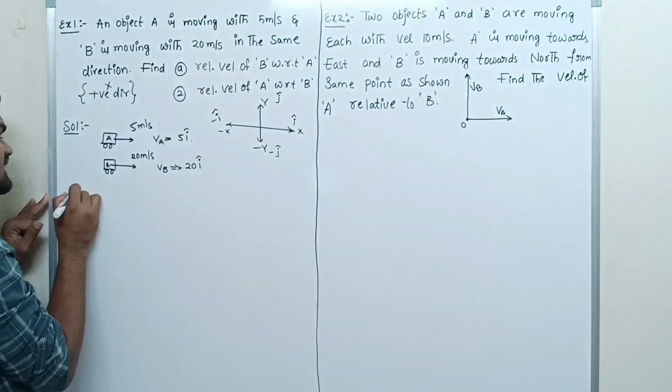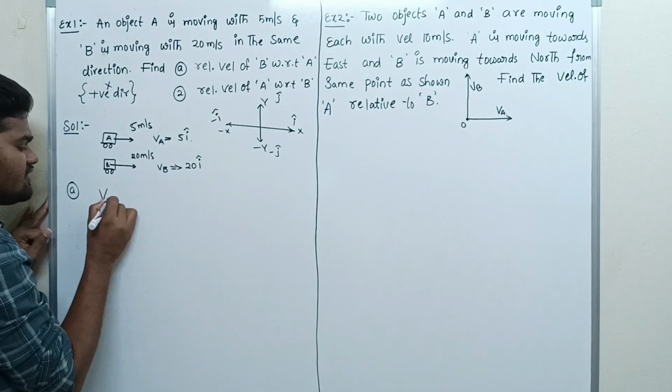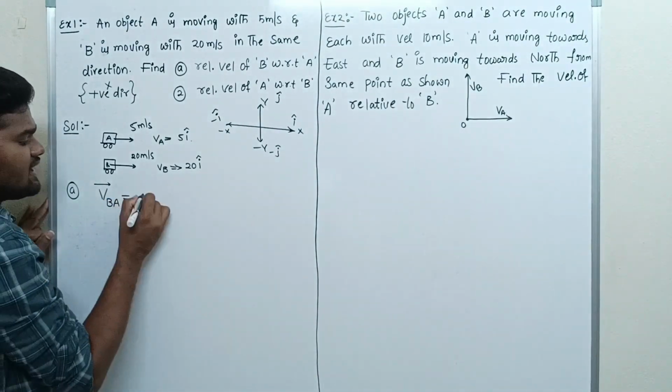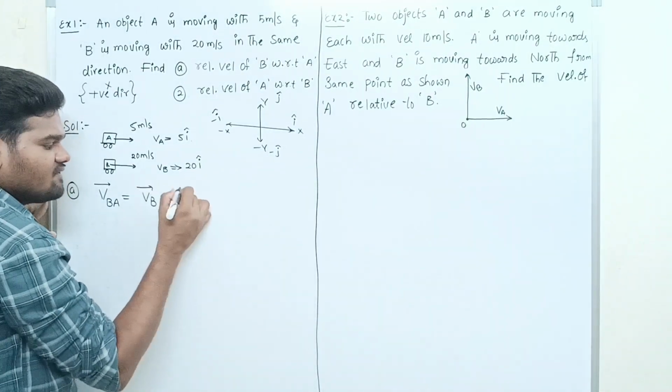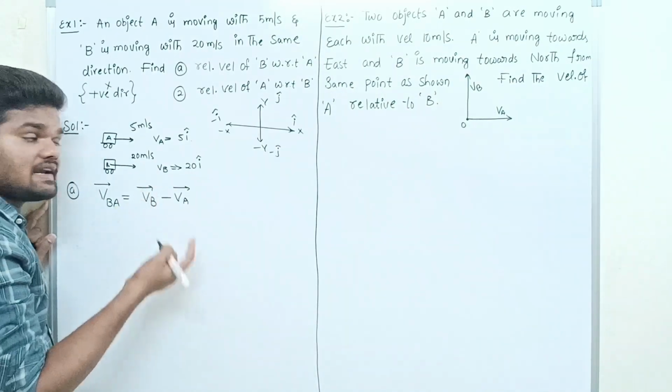So what is the first question they are asking? Find the relative velocity of B with respect to A. So the relative velocity of an object B with respect to A, we can write, is equal to velocity of an object B minus velocity of an object A. This is the formula for relative velocity.